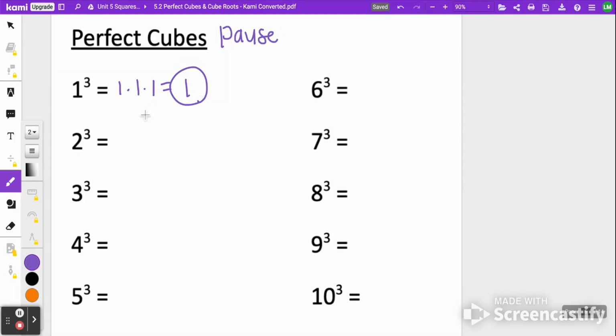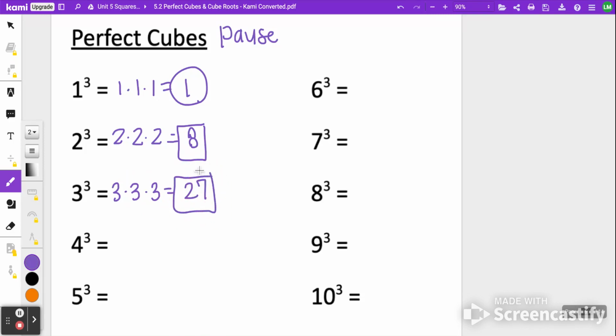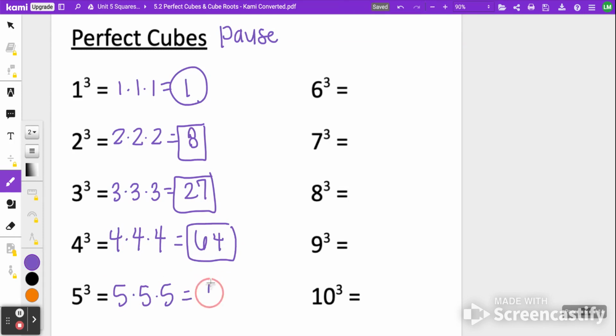All right, onward with 2 cubed. That's 2 times 2 times 2, which should have given you 8. Next, we have 3 cubed. 3 times 3 times 3 is 27. Next up, we have 4 cubed. That one is 4 times 4 times 4. When you type that into your calculator, you should get 64. 5 cubed is 5 times 5 times 5. 5 times 5 is 25, times another 5 is 125.